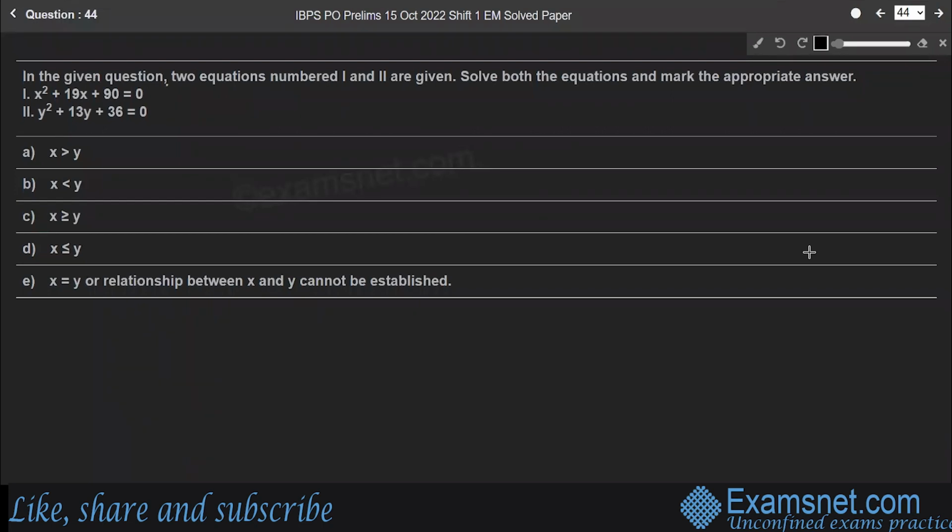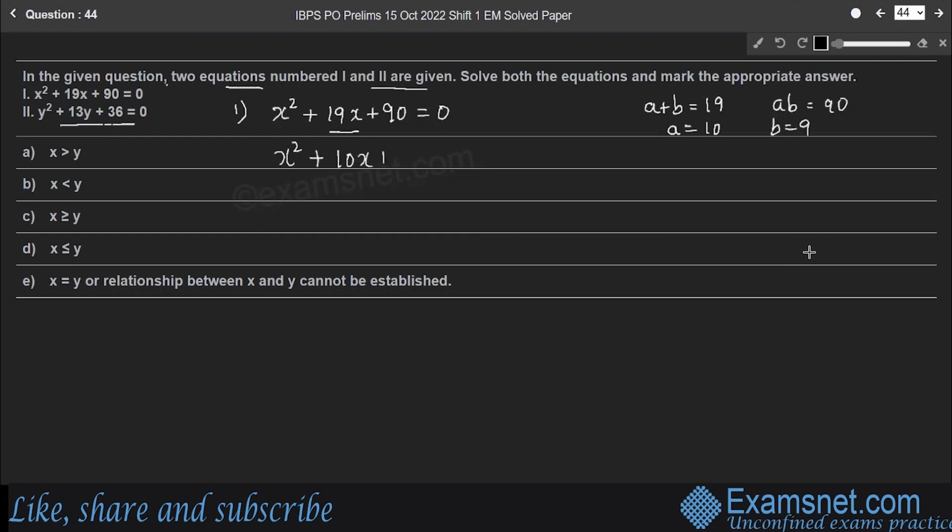Question 44. In the given question, two equations numbered 1 and 2 are given. Solve both the equations and mark the appropriate answer. Here again, we have two quadratic equations: x square plus 19x plus 90 is equal to 0, and the second one is y square plus 13y plus 36 is equal to 0. Here the middle term is plus 19x, so A plus B is plus 19, AB is 90. Therefore, A is equal to 10, B is equal to 9. So we can split the middle term as plus 10x plus 9x plus 90 is equal to 0.